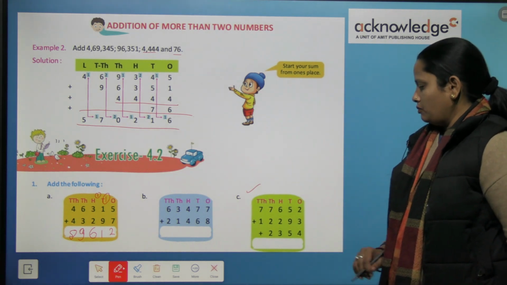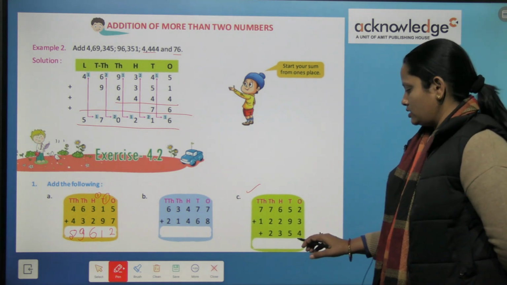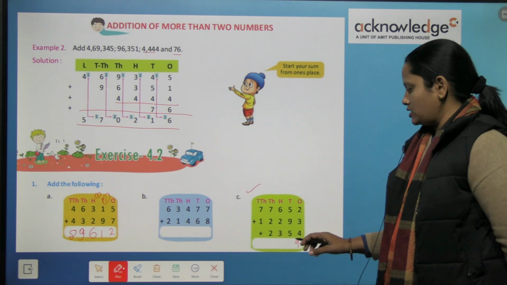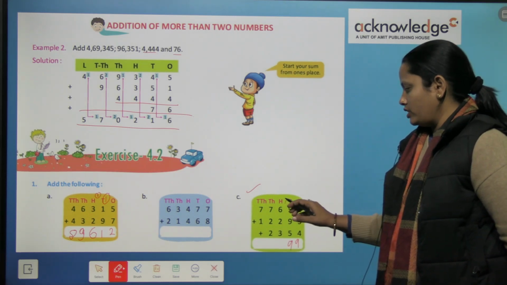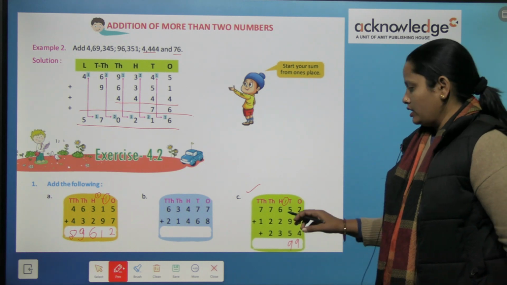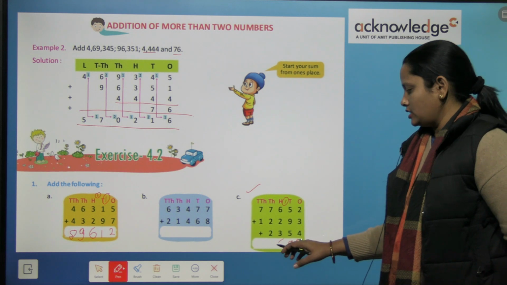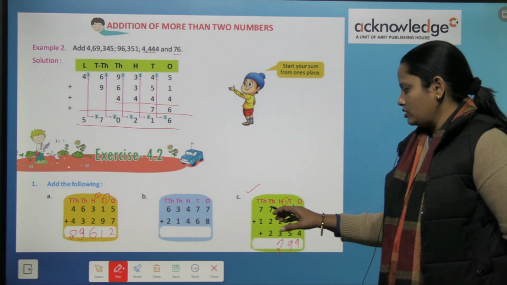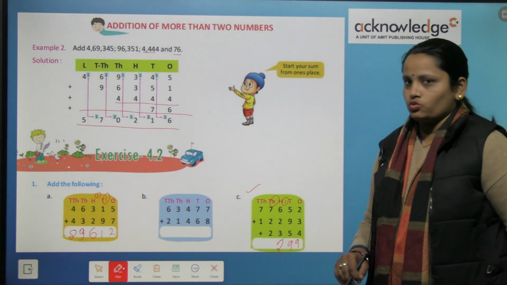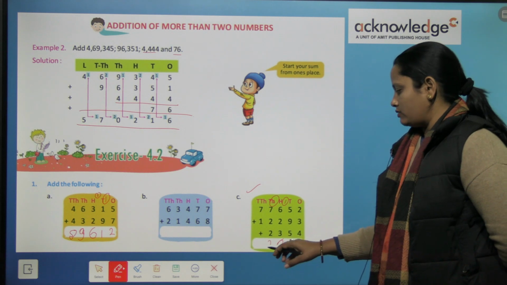Now let's do this C part. So 4 plus 3 plus 2 is 5 and 5 plus 4 is 9. Next 5 plus 5 is 10 and 10 plus 9 is 19. 1 is carried. Now 3 plus 2 is 5 and 5 plus 1 is 6 and 6 plus 6 is 12. Now 7 plus 2 is 9 and 1 is 10 and 2 is 12.